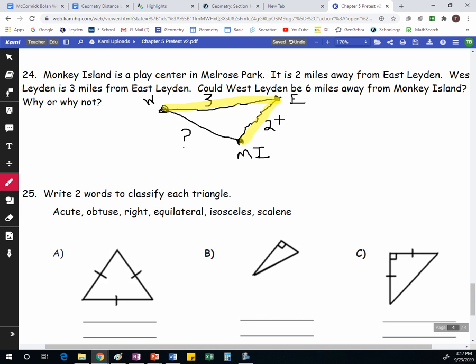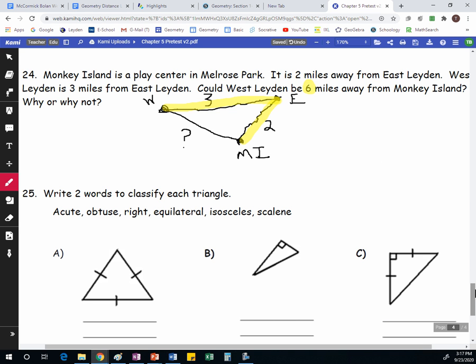Well, this is the triangle inequality. The last measurement is 6. Could I have a triangle with side lengths 2, 3, and 6? No, because the two smaller sides, 2 plus 3, do not add up to more than 6. So the answer to number 24 is no. Expect a somewhat difficult problem involving the triangle inequality rule.